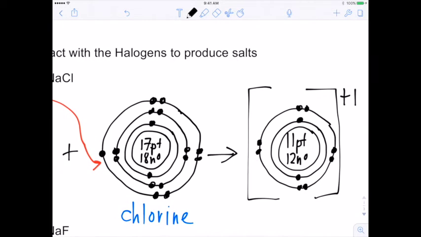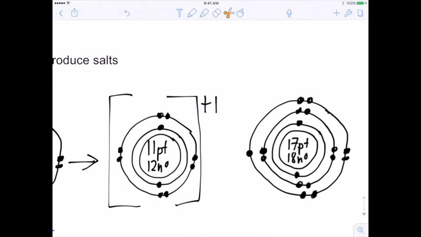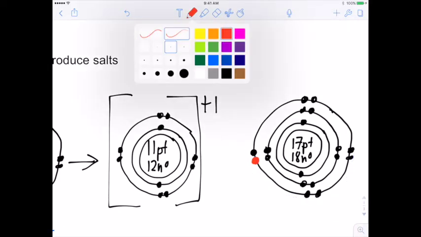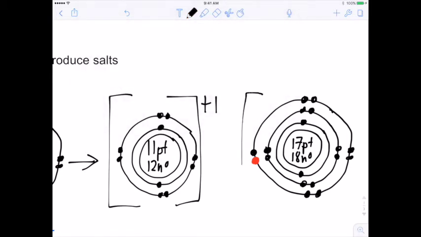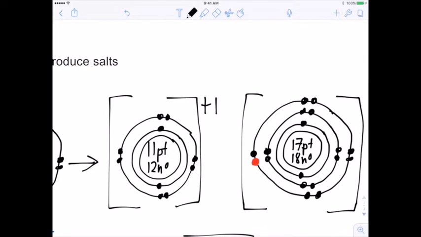And chlorine will have gained an electron. This electron came from sodium. And since it gained an electron, it will have an overall charge of -1. And we draw these ions inside square brackets. And the square brackets tell us that these are charged ions. So here we have a sodium ion and a chlorine ion.